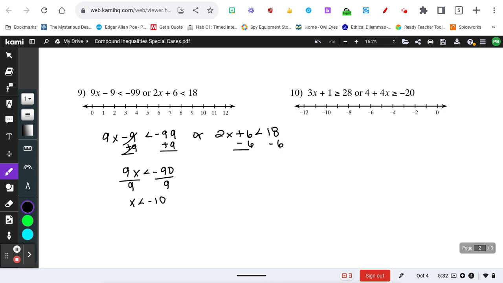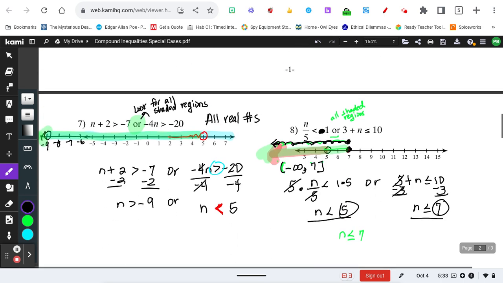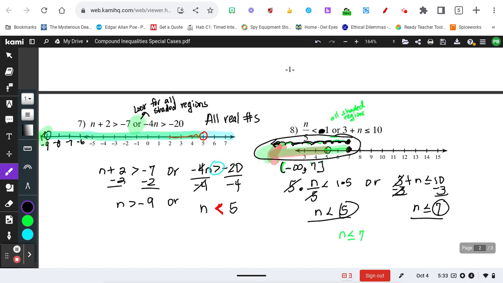Here, subtract 6 from both sides. So we end up with 2x less than 12. Divide both sides by 2. And x is less than 6. Both of these are going in the same direction. They're not going to split, but you've got to give me a one-directional answer because it's OR, okay? Because they're going in one direction. So instead of a two-directional answer where they split, it's just a one-directional answer. When I say one-directional, like this one, it's all going to the left.